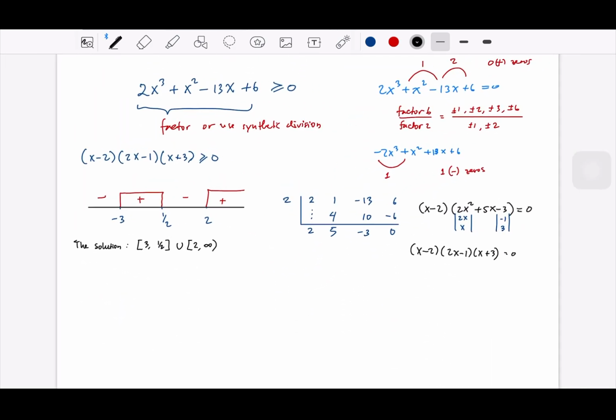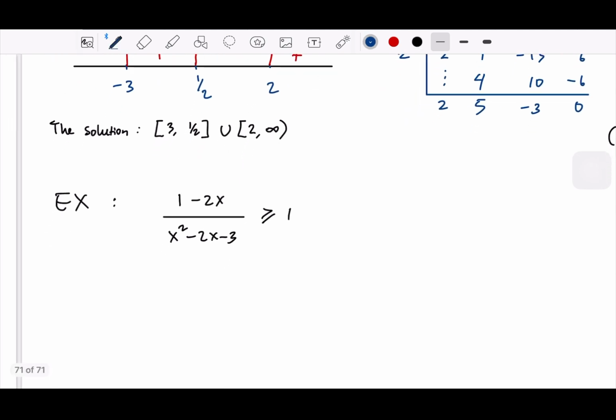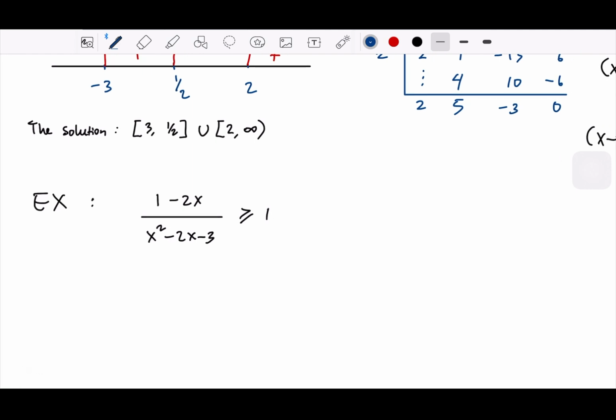Okay, let me go through another example. Okay, another example is if we have a rational inequality. Okay, now to solve this, do not multiply this denominator with this. Okay, do not multiply. That is the wrong way, a wrong call, because we are not sure how the domain will work.